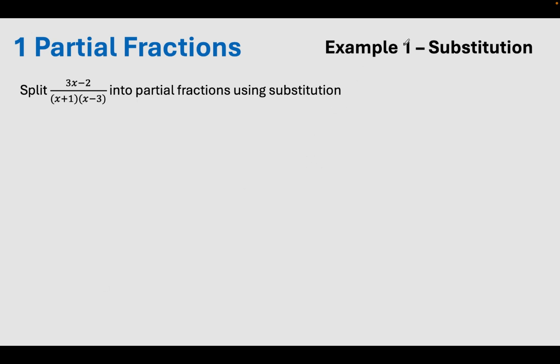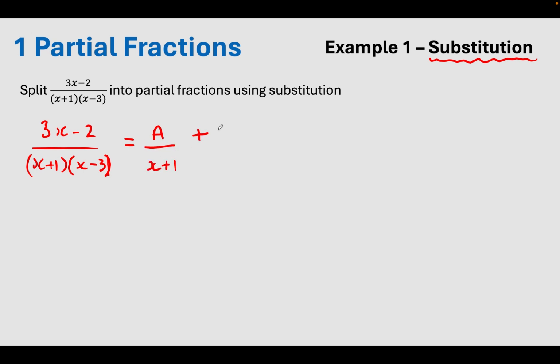All right, so let's do some examples. This is example 1. I'm going to show you two different methods. Firstly, substitution, so we'll do this one in red. I'm going to start by rewriting my fraction so I can equate it underneath to the new form. So this should be a over x plus 1 plus b over x minus 3.